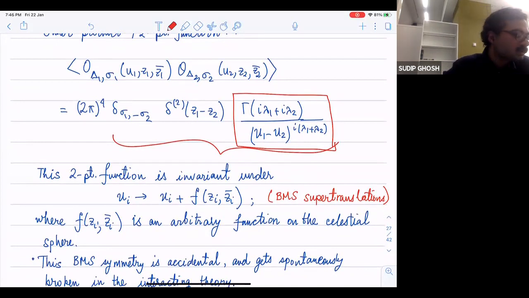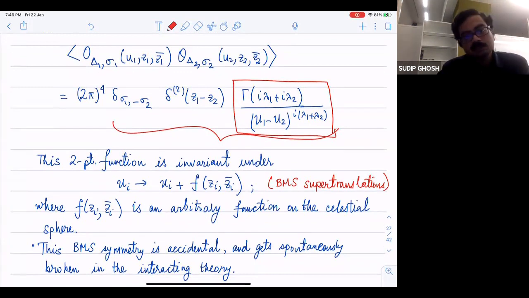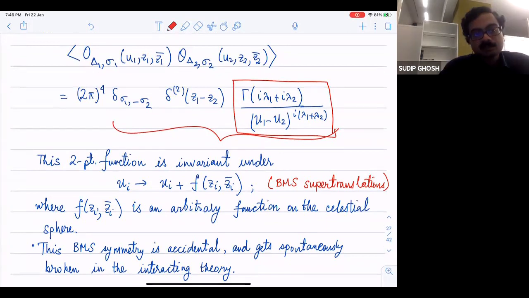Okay, then because of this delta function, it is obvious that even if you shift the u coordinates by an arbitrary function of z, z bars, the 2-point function will remain unchanged. Okay, so this is in a sense a manifestation of BMS super translations, because the way BMS acts is that it shifts the retarded time coordinates at null infinity by an arbitrary function of the angular coordinates on the celestial sphere.